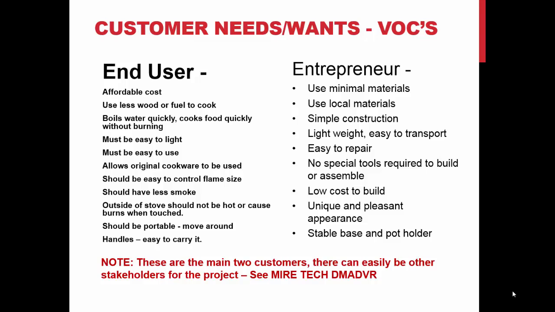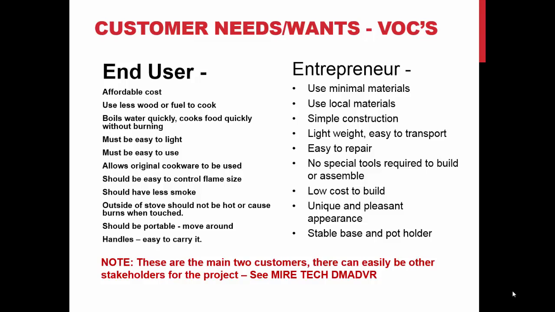Desires would be, must be easy to light, must be easy to use. Allows the original cookware to be used so that the customer or end user doesn't have to go out and buy new utensils. And should be easy to control the flame size and should have less smoke. The outside of the stove also should not be hot so that reduces the risk of burns when touched.